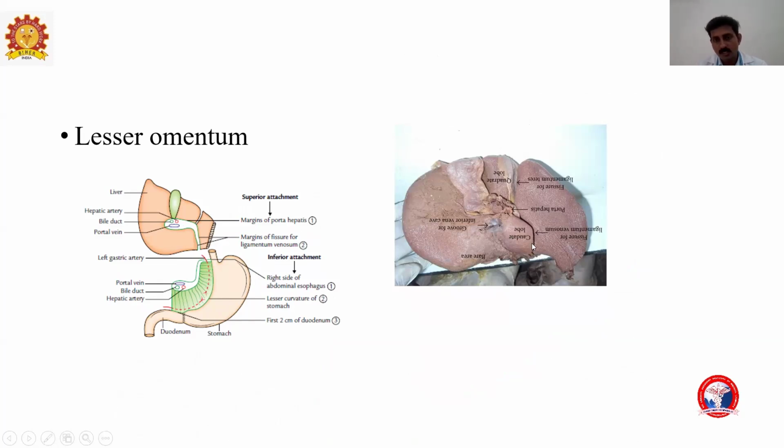I've shown the same picture here. You can see this part. Okay. We can say here margins of the fissure for ligamentum venosum, then it is reflected like this. This entire structure is called the lesser omentum. So this is the superior attachment of the lesser omentum. Inferiorly, where is it attached? Inferiorly, it is attached to the what part? To the lesser curvature as lesser omentum. Okay.